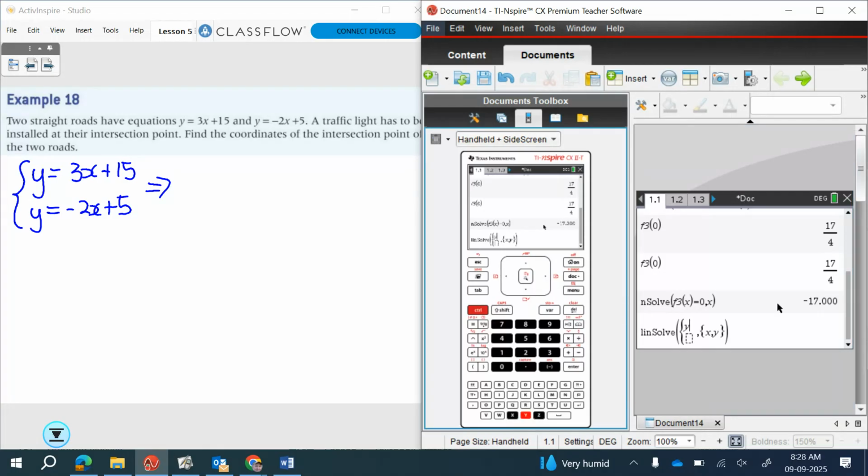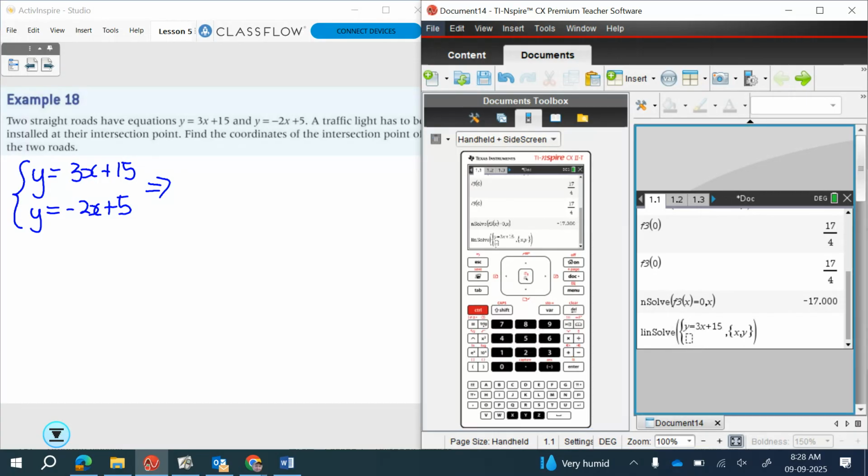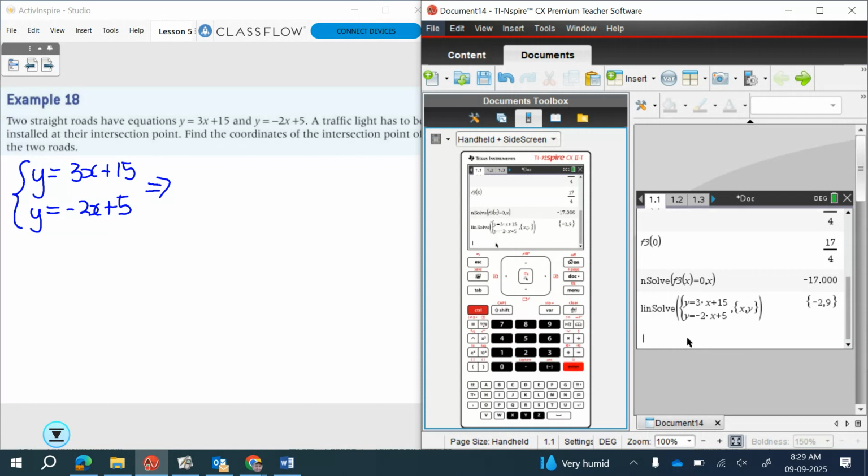You don't have to rearrange them into y equals. We can enter them like this. Well, they are already rearranged. We enter them like this. And then we can say y equals minus 2x plus 5. So once you've typed the equations in like this, simply press enter, and it will give you the coordinate of the intersection.